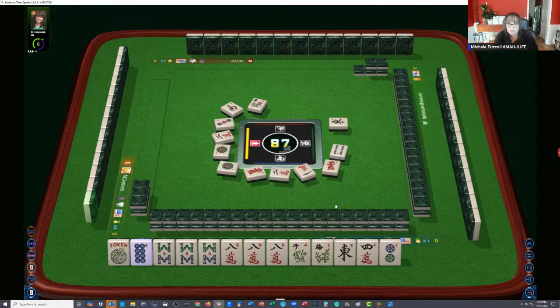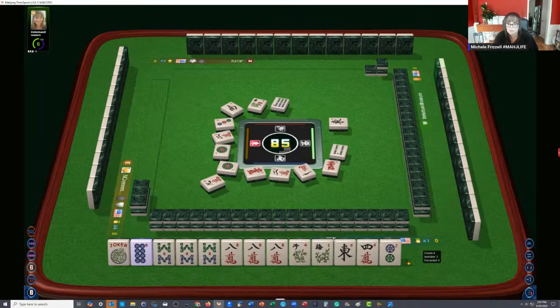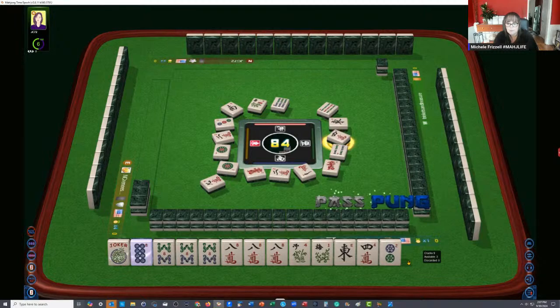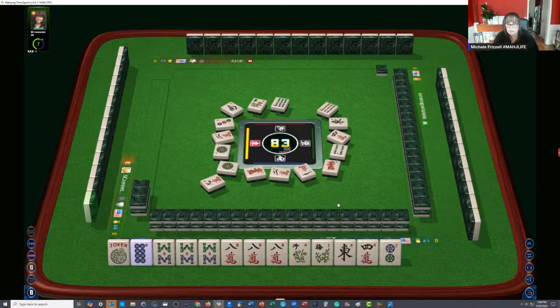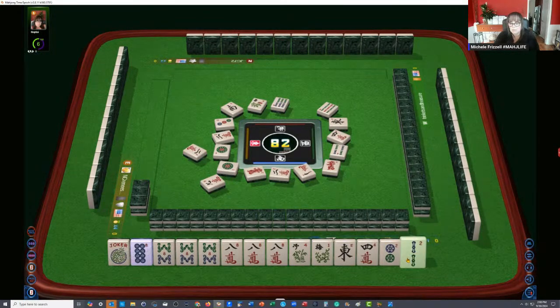A lot of little numbers down, 1 through 4. We don't need a 9. I typically discard year tiles first.